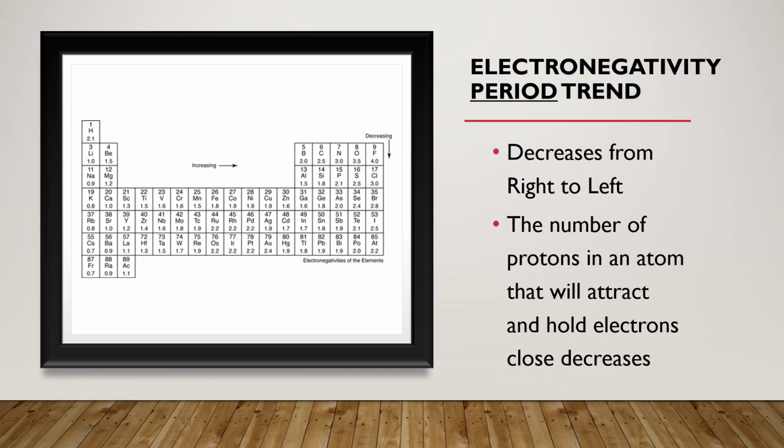The period trend for electronegativity is it decreases from right to left, just like ionization energy did. The number of protons in an atom that will attract and hold electrons close decreases as you go from right to left. Obviously, if you go the other way, you're increasing. So let's look at what that looks like.